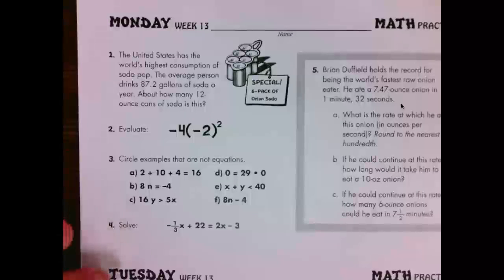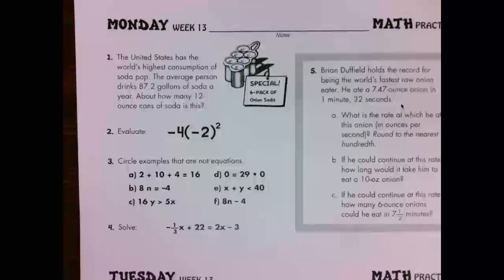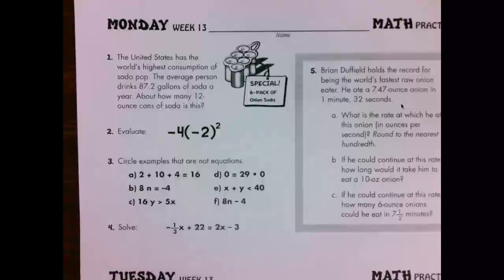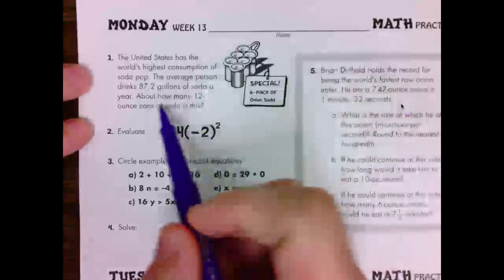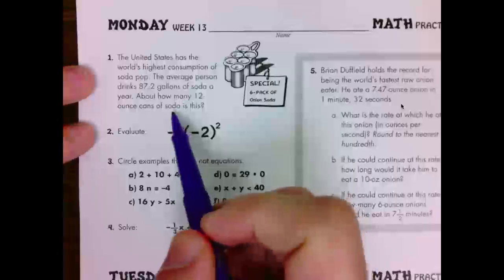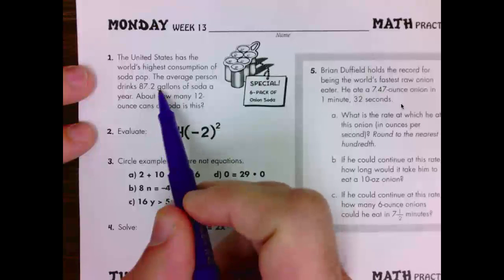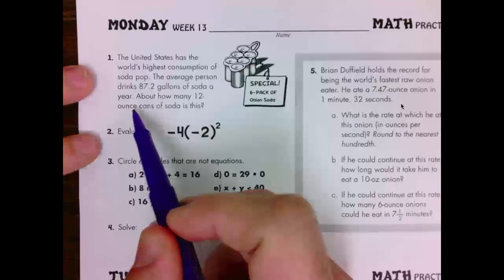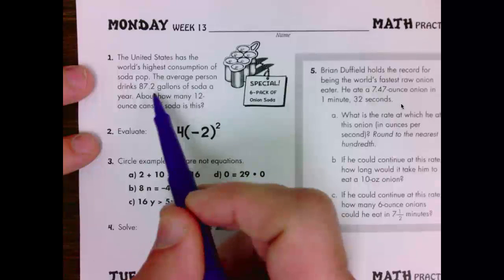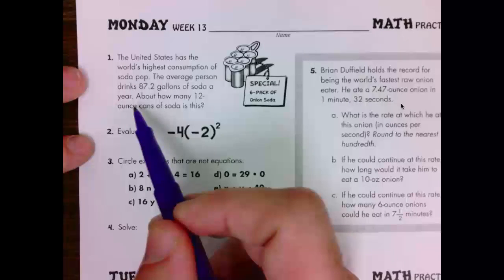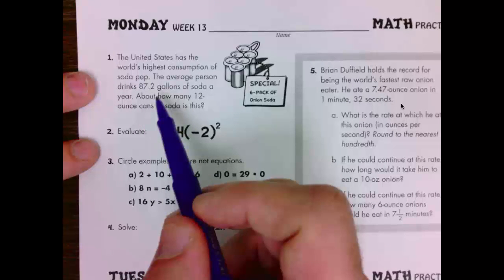In this video, we will be looking at our Monday and Tuesday math review for week 13. Number 1 asks how many 12-ounce cans of soda is this. We're dealing with gallons and we're looking to convert to ounces. You'll need to look up the conversion factor for gallons to ounces. A quick Google should be able to help you out with that.